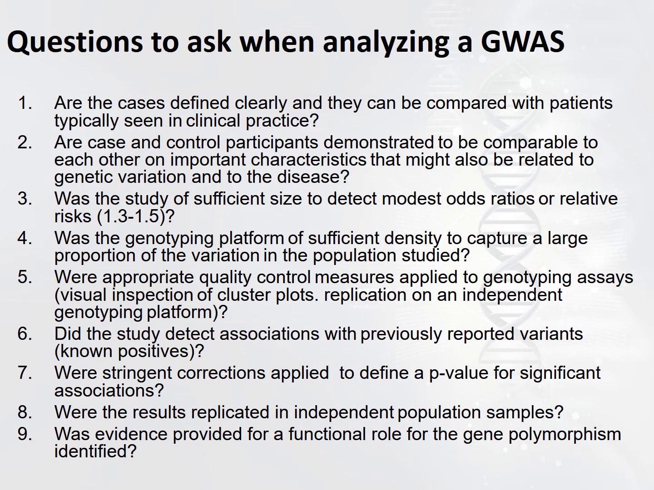So basically on this slide, you see the major questions that you need to ask when you're reading a paper on a genome-wide association study. And I think this will help you a lot in putting together your presentation and also in analyzing the data and in determining the limitations and the biases of the study. So basically, in criticizing the study design and the data analysis.